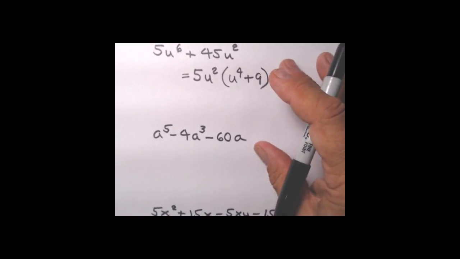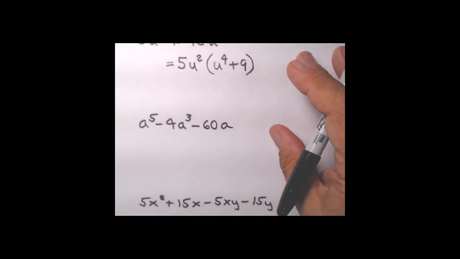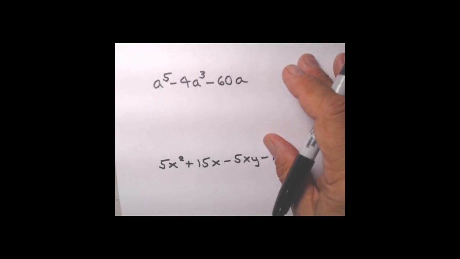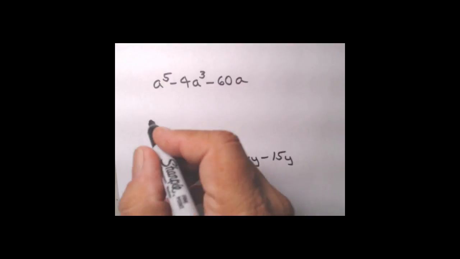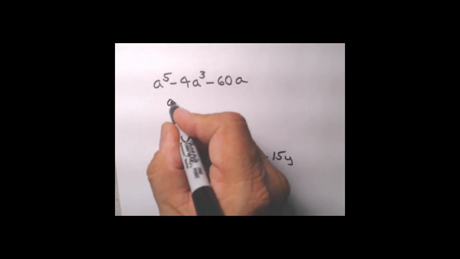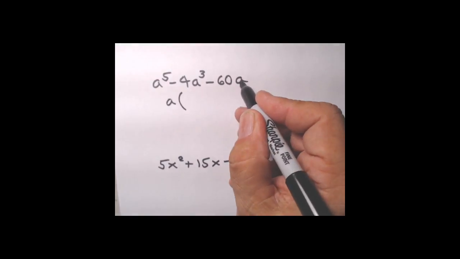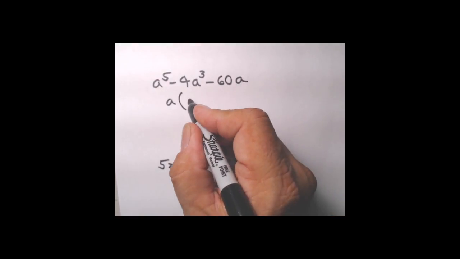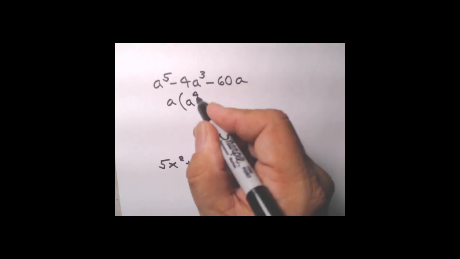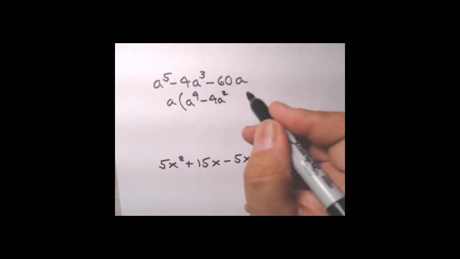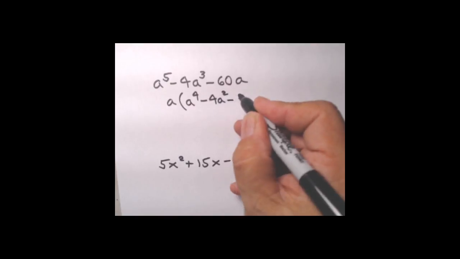Okay, let's see what we got on this next guy here. We got a trinomial, but there's a GCF. There's a's all the way through. So let's factor out a single a, and that's because that's the limit here of the last term. And we get a to the 4th minus 4a squared minus 60.